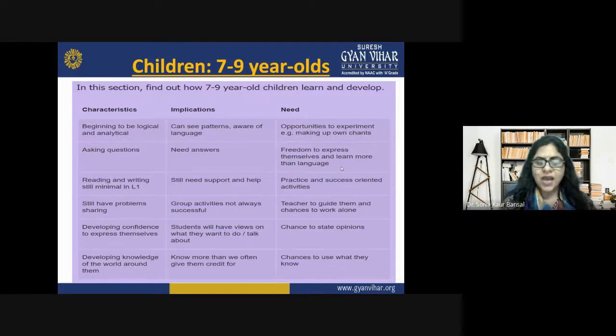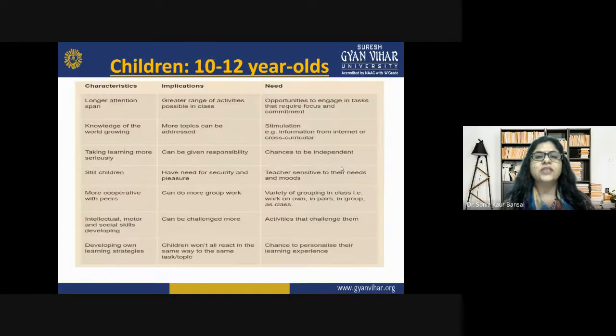Now let's understand the next stage, that is related to children 10 to 12 years, and that is somehow the ending of childhood and beginning of adolescence. This is the stage where the children are learning more and more now. If we see the characteristics, the longer attention span is the main characteristic of this stage.